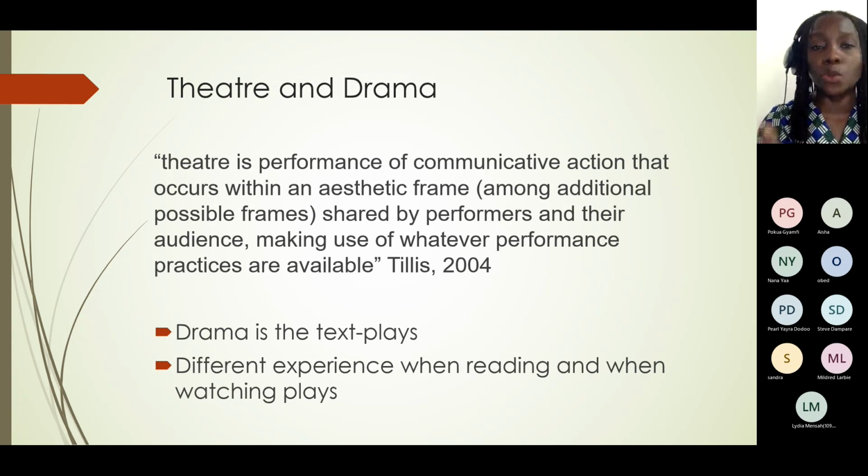Now, before we go into anything at all, let's think about what we are doing in this course. You have been doing theater from level 100. What do you think theater is? What is it? What is theater? Is theater a text? Or any of you can talk to me. Is theater a text?